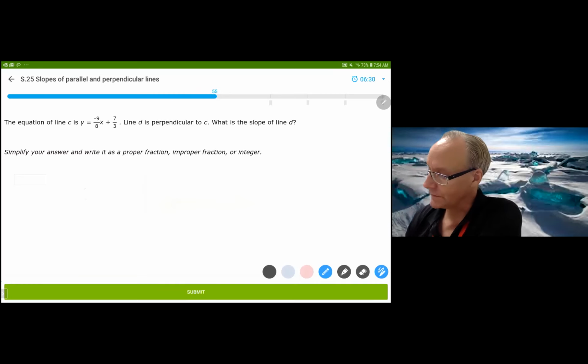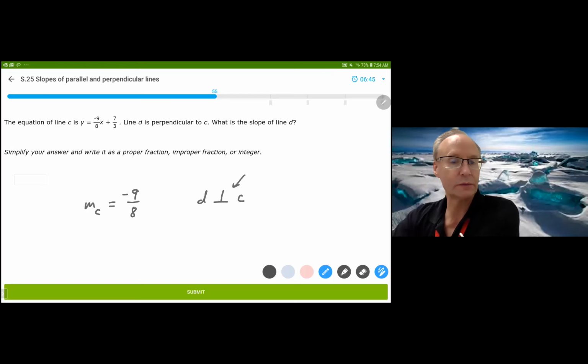Okay, line C, the slope of line C is equal to -9/8. And D is perpendicular to C. So we say line D is perpendicular to line C. That is the symbol for perpendicular. For those of you who are thinking about geometry, thinking ahead a little bit, that is the symbol for perpendicular, which has perpendicular line segments in it.